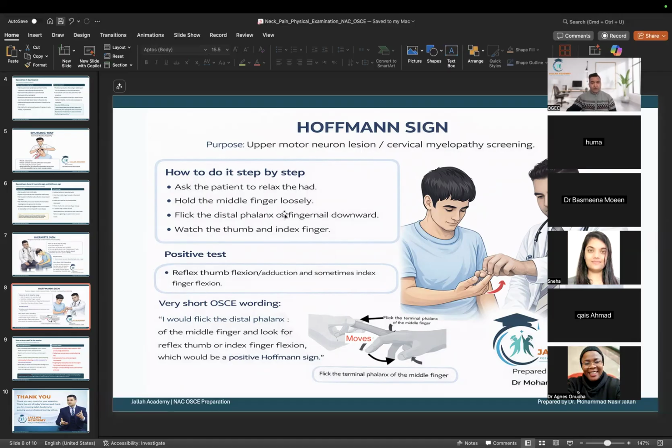So again, I would like to perform Hoffman's test. This is not very serious. They will ask you to do it. Obviously, you're going to ask the patient to relax and rest their arm. I'm going to flick the middle finger. Is that okay? The patient says yes, and you flick. If the patient does this, you would say the Hoffman test is positive.